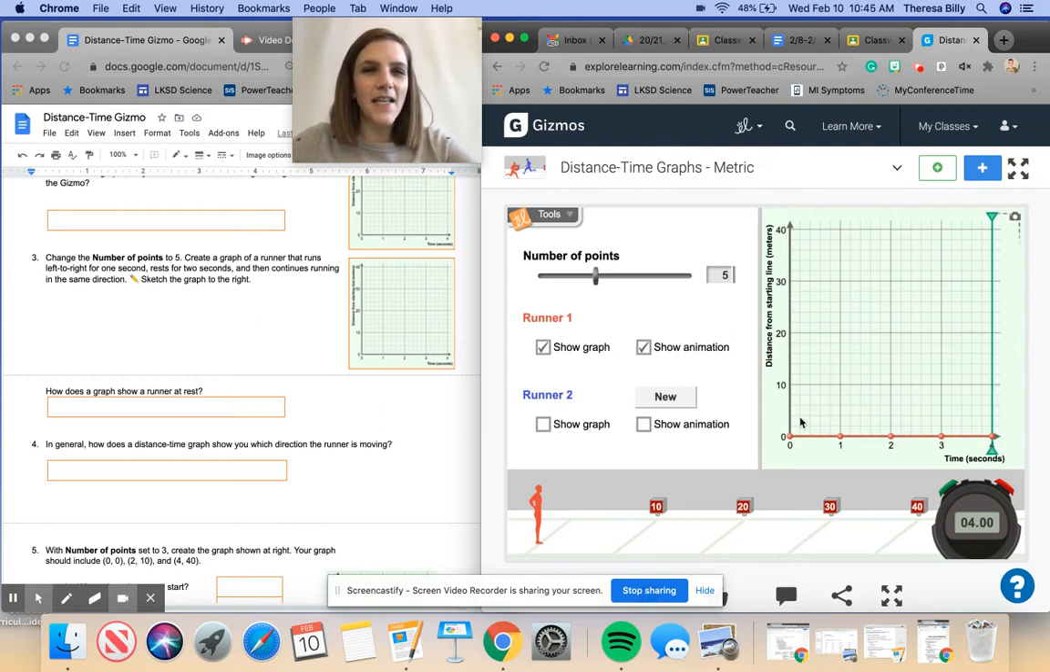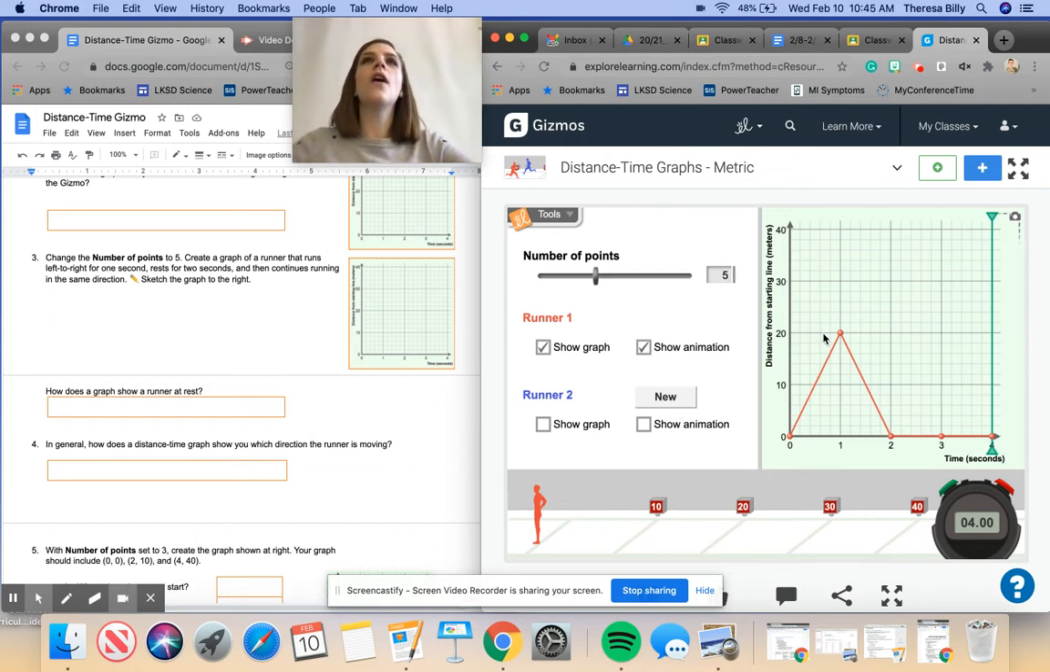But how many seconds is that person running that way? It says they run left to right for 1 second. So that means from 0 to 1 second, they are running forward. Now, how far they run in that 1 second, I think that's kind of up to you to decide what you'd like, but it doesn't really matter. Maybe they sprint, they go very fast, whatever. Then it says that they rest for 2 seconds.